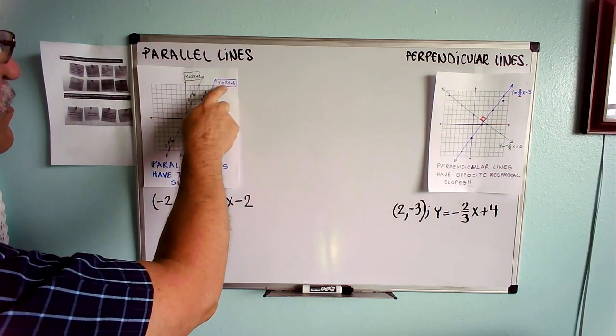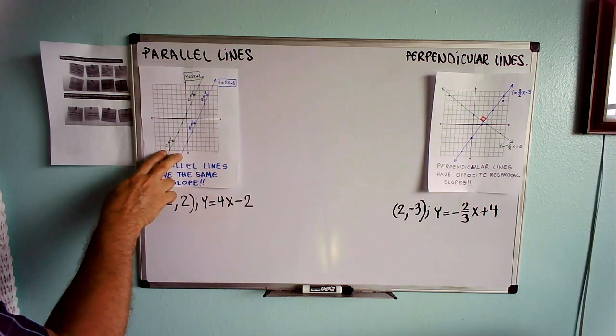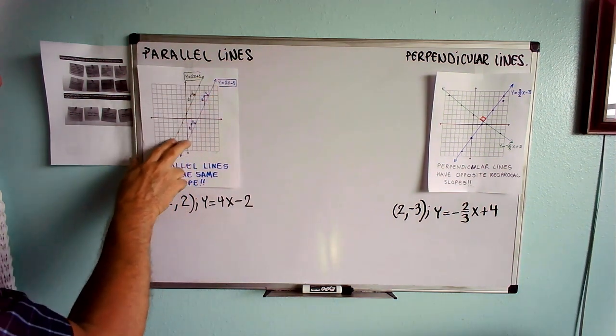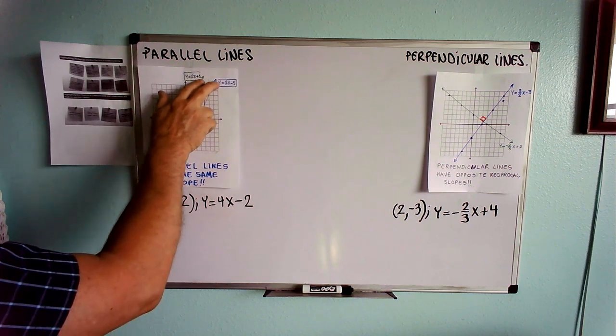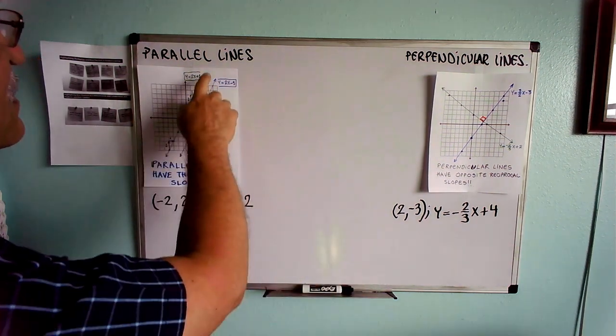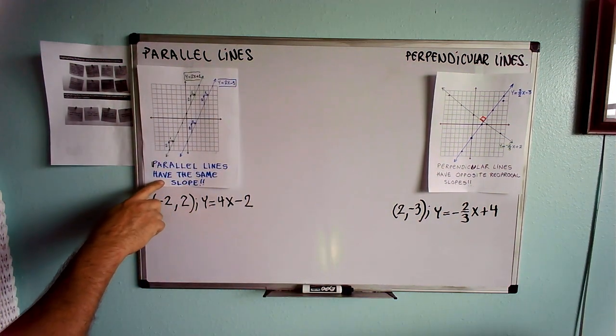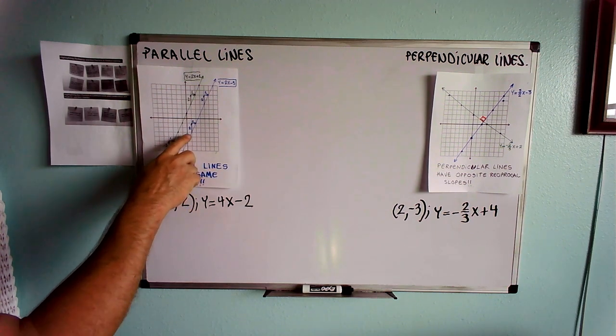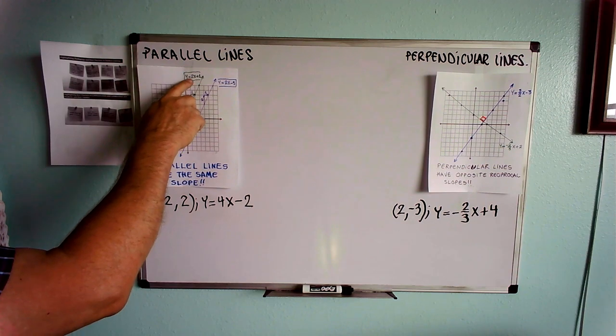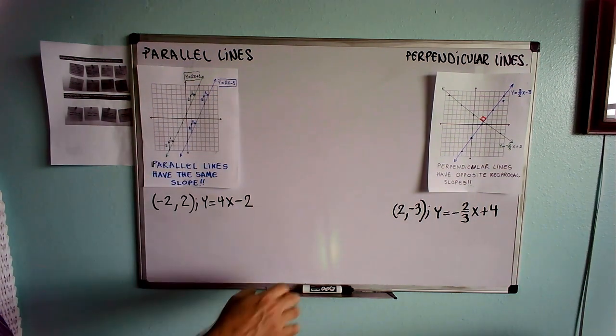And because the slope is the same, those two lines are always going to be the same distance apart. So they are parallel. The conclusion is that parallel lines always have the same slope. So if two lines are parallel, it's because they have the same slope. In the example, 2 over 1, 2 over 1.